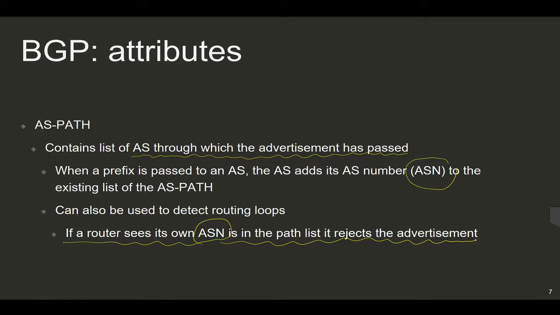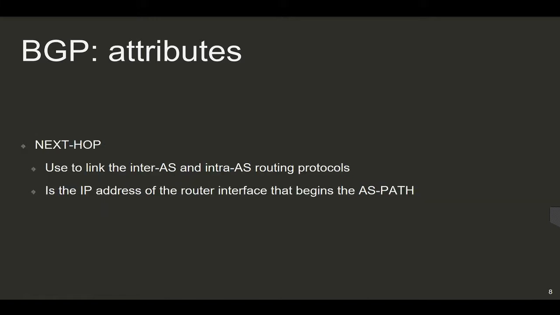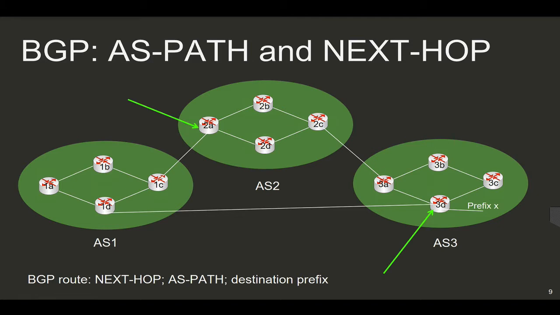Now remember, there are two attributes: the autonomous system path, and the other one is referred to as the next hop attribute. And this is the one that we're going to use to link the inter-autonomous system routing protocol like BGP with the intra-autonomous system routing protocol like link state. And the next hop is really just the IP address of the router interface that begins a particular path. So let's see how that works.